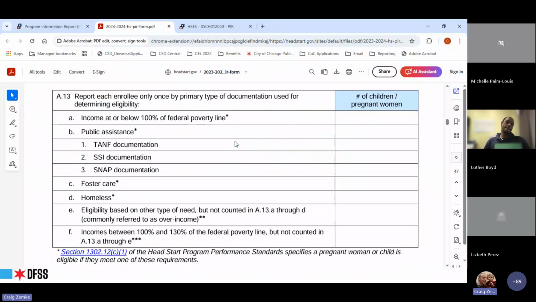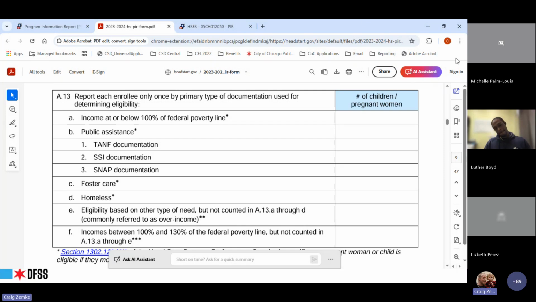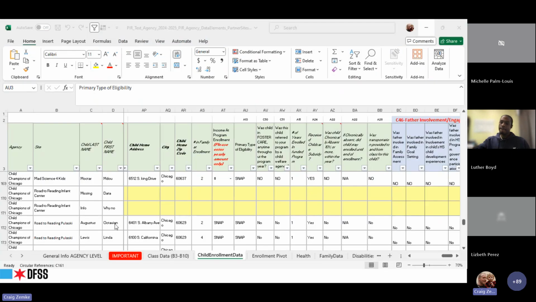But you will see now, as opposed to in the past, when it was just one line, they do break it out by type of public assistance, so we need that to be specified when this is filled out.